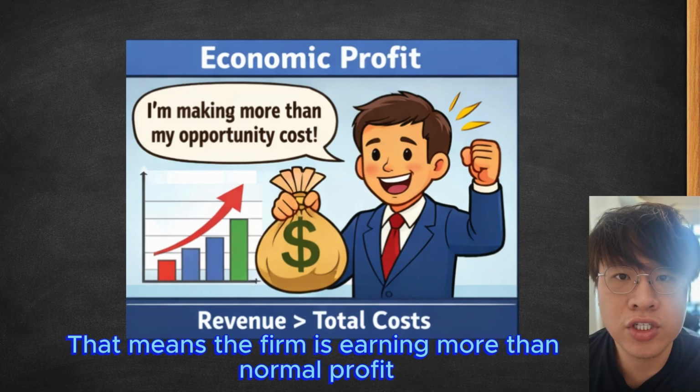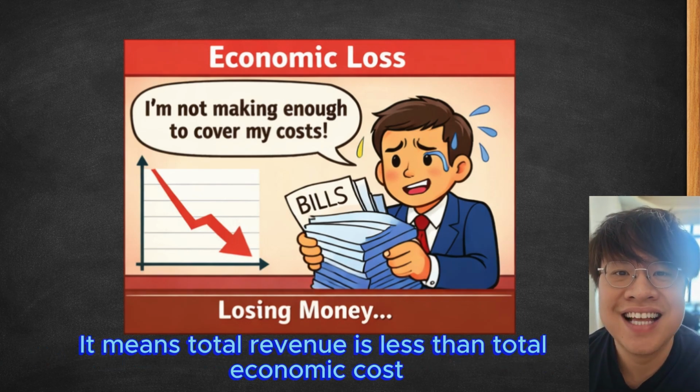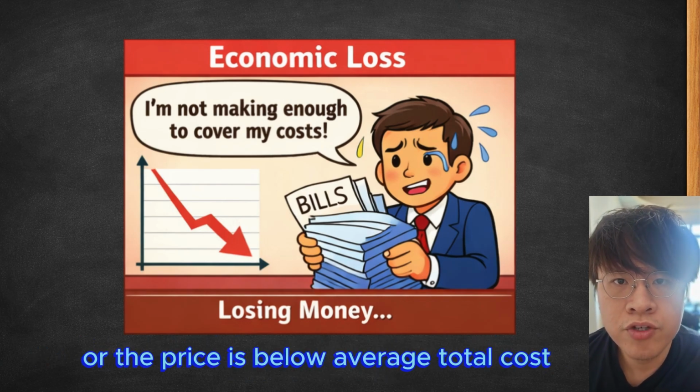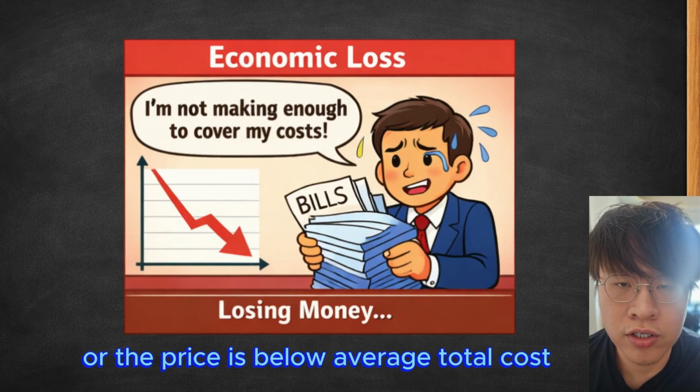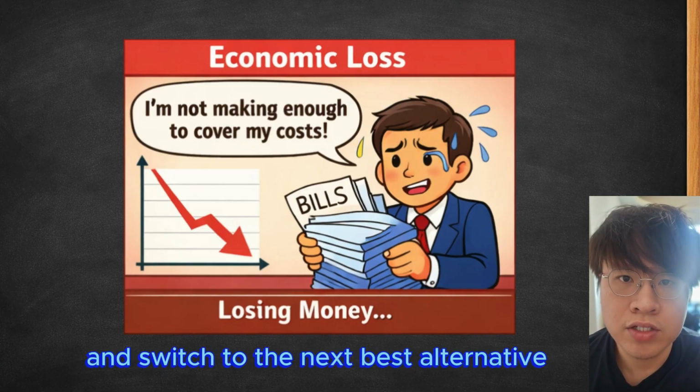That means the firm is earning more than normal profit. If a firm makes an economic loss in the long run, it means total revenue is less than total economic cost, or the price is below average total cost. In that case, the owner will eventually exit and switch to the next best alternative.